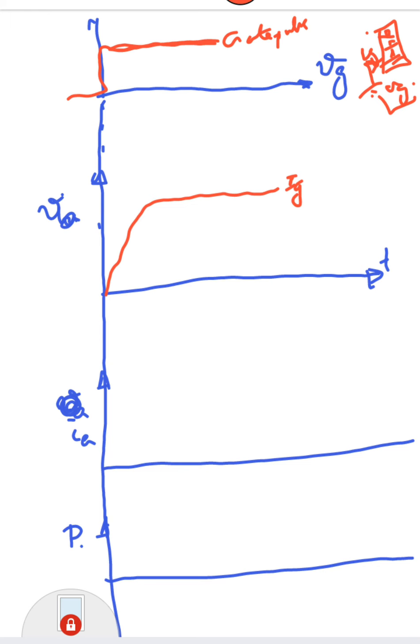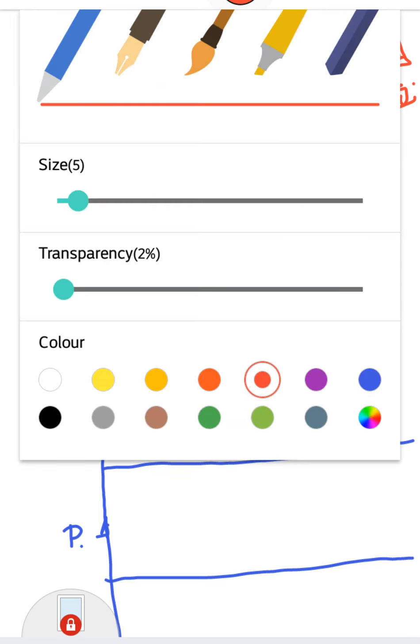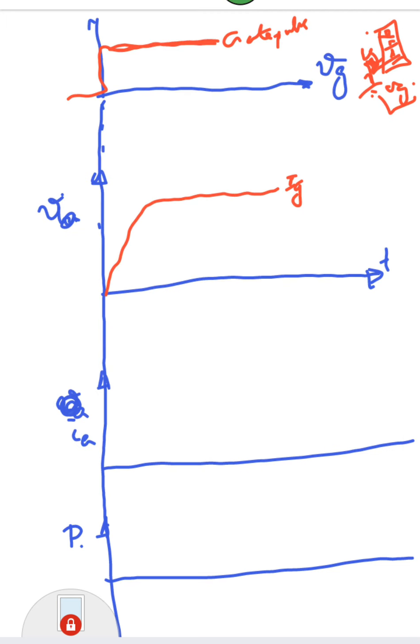Okay, so the gate current slowly increases and I'm going to mark this. Almost 90% of Ig is reached at this point, so I'll be marking this as 0.9 Ig or 90% of Ig, and this is the 100% of Ig. So when the gate current reaches 100% of Ig, what happens to anode current?